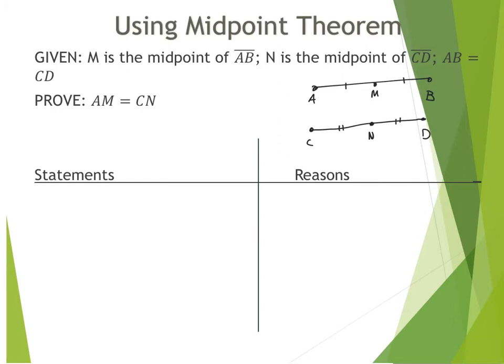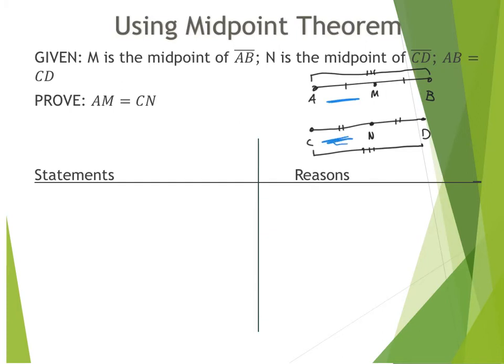Okay. Then we're told that AB is congruent to CD. So then we have this up top, 1, 2, 3, is congruent to this down here. All right. So the whole segments are congruent to each other. And we need to prove, here's where drawing comes in handy, that AM here is congruent to CN.